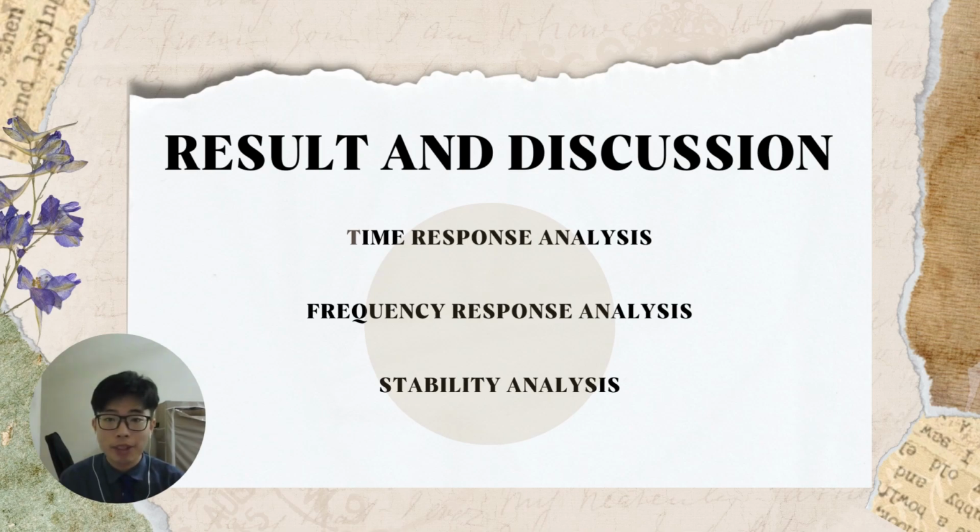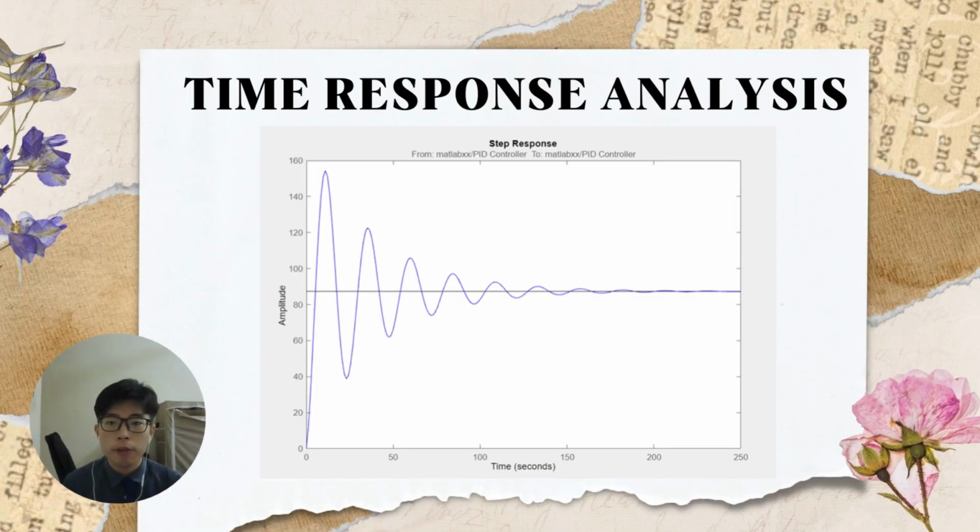There are three main elements in this part. The first one is time response analysis. The second one is frequency response analysis. And the third one is stability analysis. For time response analysis, the step response graph is plotted in Simulink through MATLAB. By looking at the pattern of the graph, it is a damped graph and it is stable towards the end. So this is the result obtained from MATLAB.